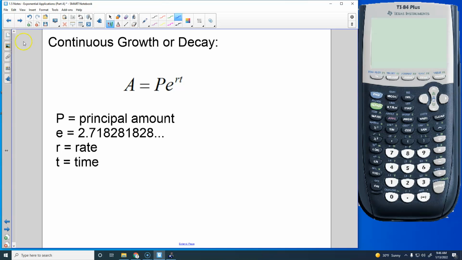All right, so rate is your R as a decimal, but not added to 1. You don't add it to 1 here. That part is incorporated in this E, and then T is your time.